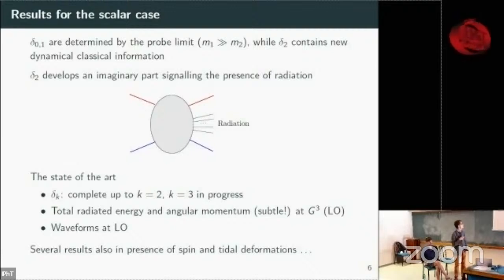Now, is there anything even more new at delta 3? That would be the 4 PM in this language, so G to the 4th. As I was saying here, that's not complete, so it's a work in progress. Various groups are computing this, adding different pieces.